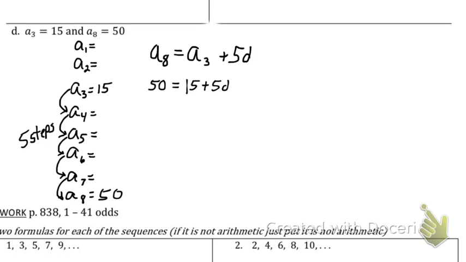I'm going to go ahead and subtract that 15 from both sides, which would be 35. Divide by 5, and we're going to see that our d, or our common difference, equals 7. Now you could check that in your head. You could add 7 5 times to 15. It's going to come to 50.